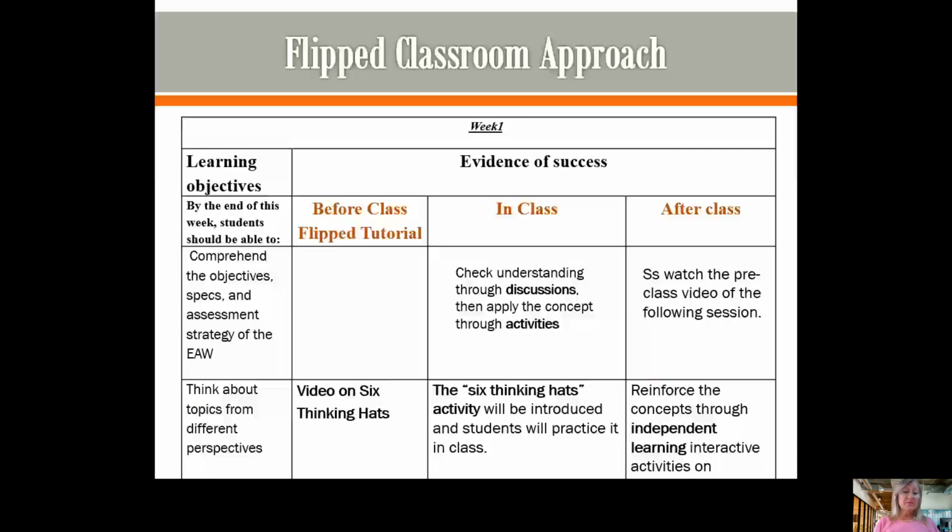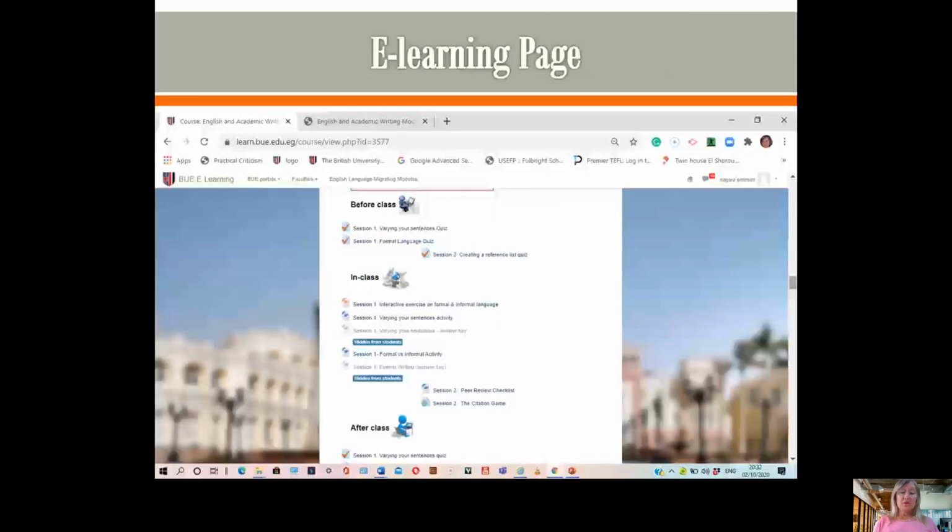Okay, for example, in the second session in week one, the objectives is to think about topics from different perspectives. Before class you watch a video on the 6 thinking hats, and then in class we have activities about the 6 thinking hats. Okay, and practice. After class we reinforce the concepts through independent learning interactive activities, and you'll find them on e-learning. And that's a sample of your e-learning page in your second module, English and Academic Writing. That's before class activities, in class, and after class.